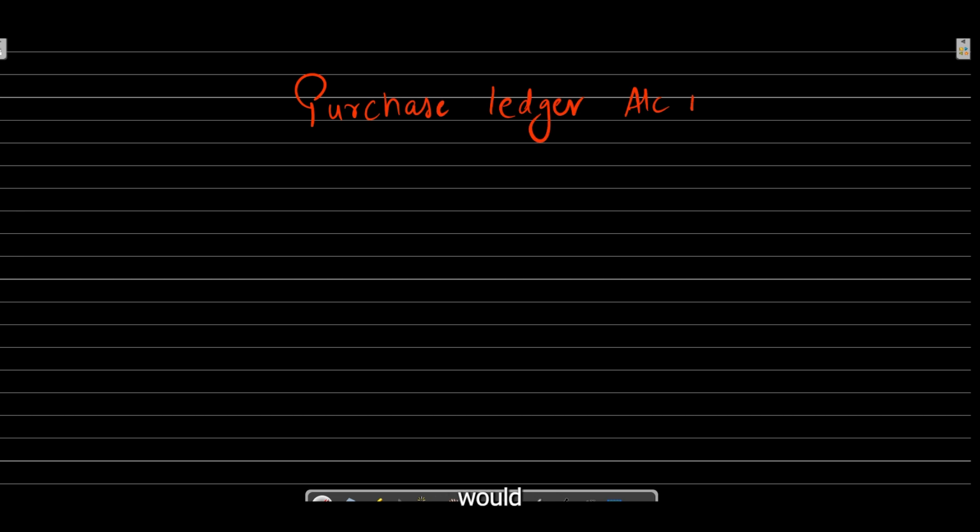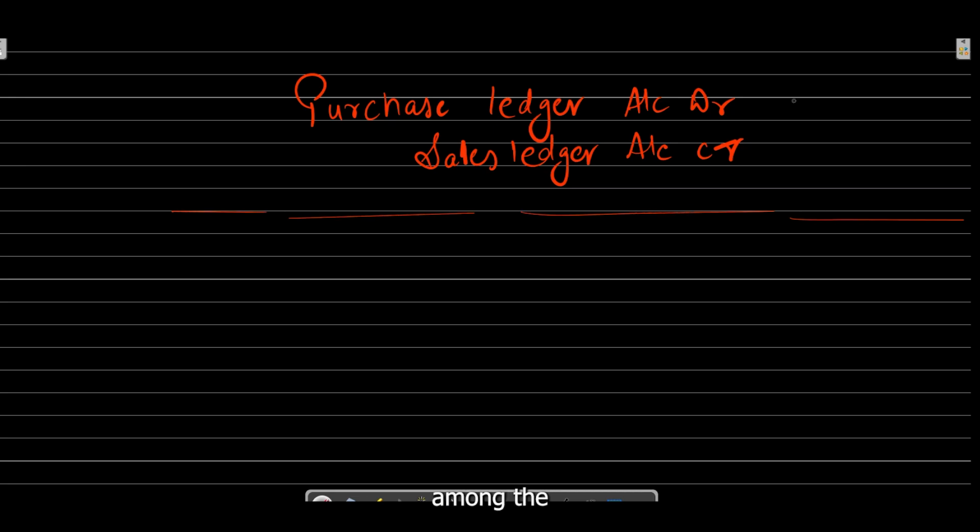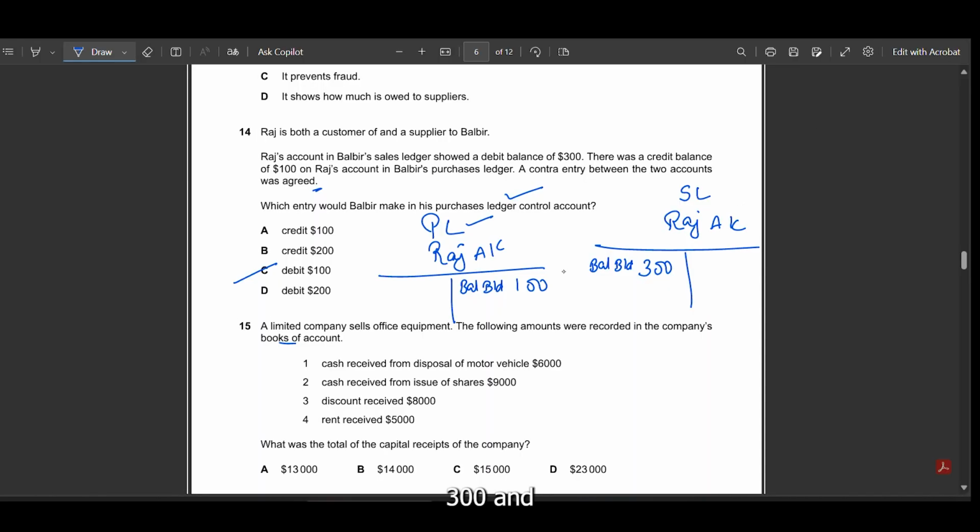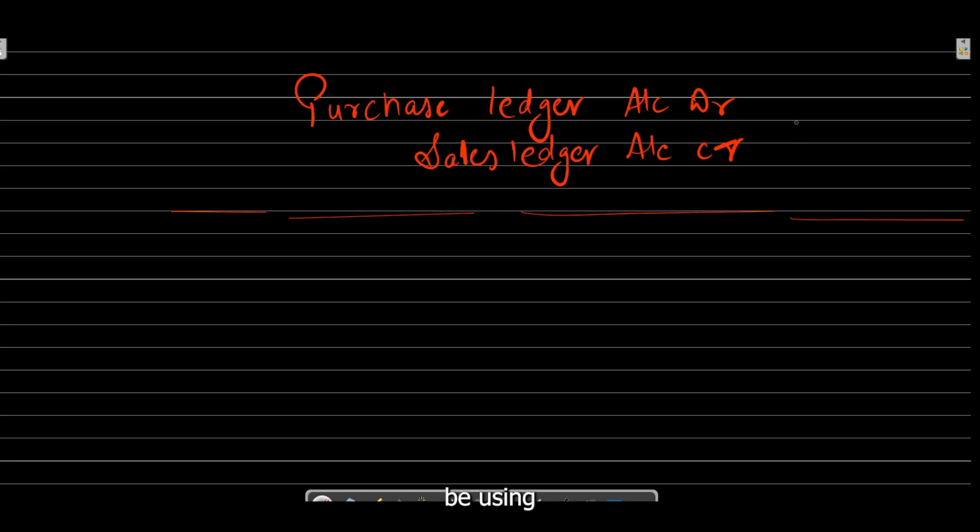Purchase ledger account would be debited and my sales ledger account would be credited. Alright, and the amount which would be used over here would always be the lowest amount. So the lowest among 300 and 100 is 100. So I'll be using 100 in order to do the set off. I'll explain the logic behind this.